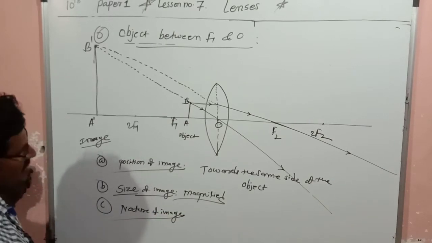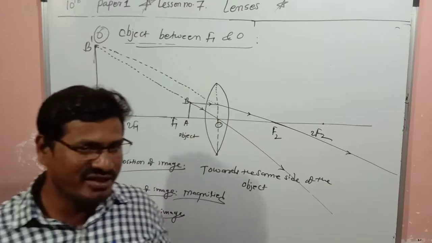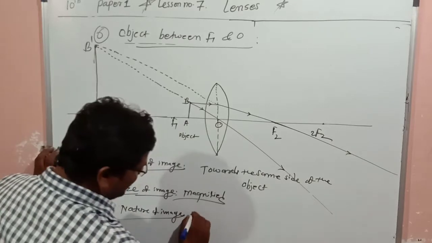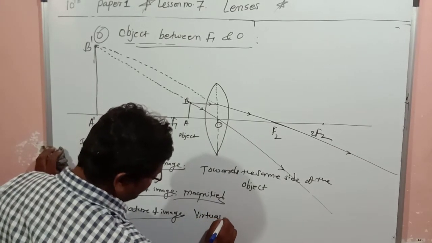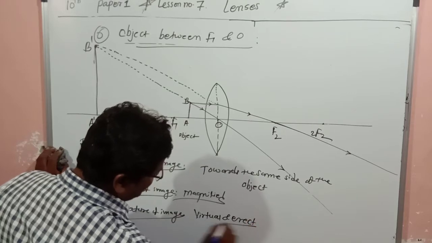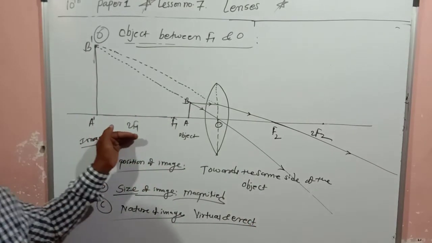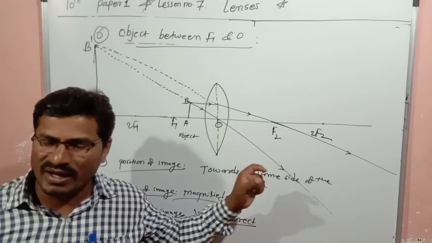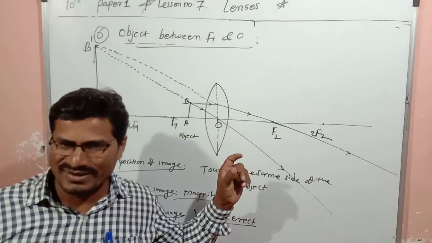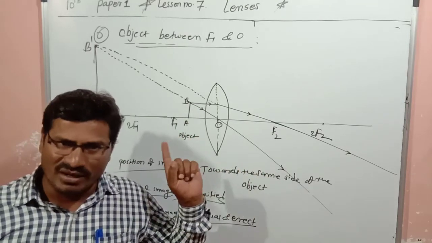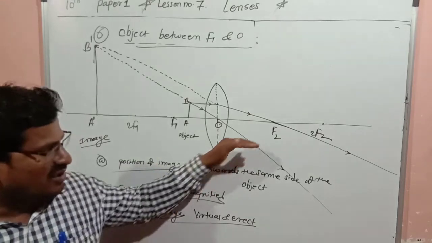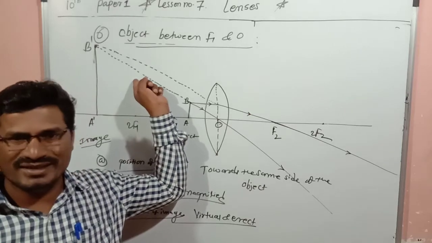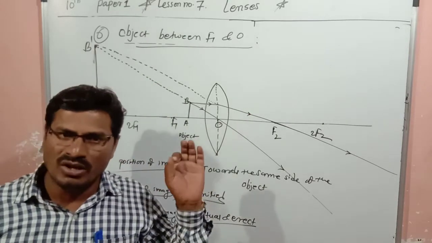Third, the nature of the image. Here there is a different change: it is virtual and erect. So the nature of the image is virtual and erect. Why do we say virtual? Because if the refracted light rays meet at a single point, then that image is a real image. And if the refracted light rays do not meet at a single point, but the extended light rays meet at a single point, then we say this image is virtual.